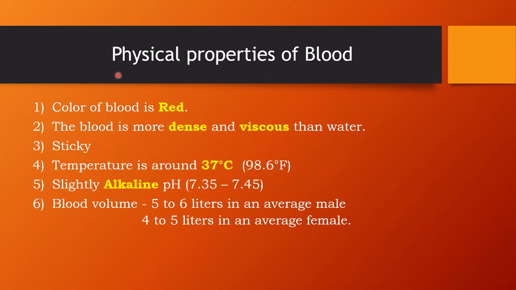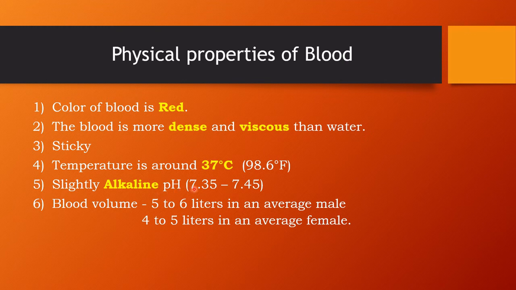Now we'll see physical properties of blood. The color of the blood is red, which is due to presence of hemoglobin in the blood. So that's why color of the blood is red. The blood is more dense and viscous than water because blood contains various cells and cell fragments and various contents. That's why it is dense and viscous than water. Blood contains WBC, RBC, platelets, nutrients. And it is sticky. Temperature is around 37 degrees Celsius, that is 98.6 degrees Fahrenheit.